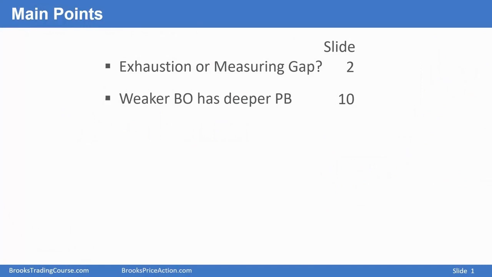When there is a big breakout late in a trend, it typically results in either an exhaustion move, in other words, the end of the move, or a measuring gap, the midpoint of a move. Next, I'll talk about how weaker breakouts typically have deeper pullbacks and an increased chance of a channel or a trading range.